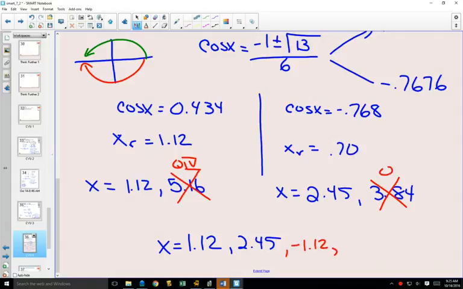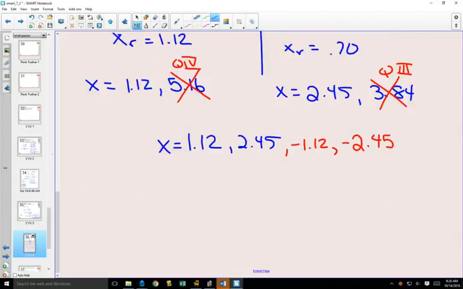This one was in quadrant 3. So you're going to need to think of using the reference angle and going pi minus. Can you see that we already have that number? It's going to be negative 2.45. Because if you did pi minus 0.7, we did that already to get 2.45, and now we're going to get negative 2.45. So there's the answer in the domain that was asked for.